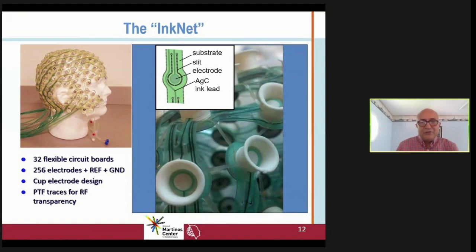So the solution that we provide is called the InkNet, in which we use traces that are printed with conductive ink, in which we can control the conductivity and the electric properties of the traces. And this is a high density 256 electrode cap.